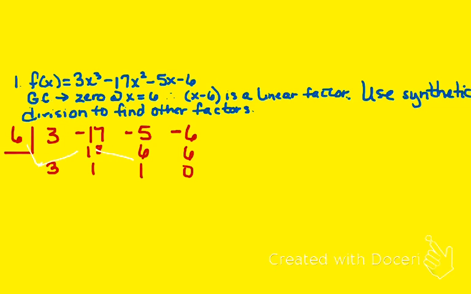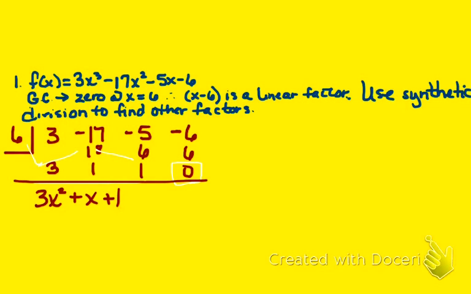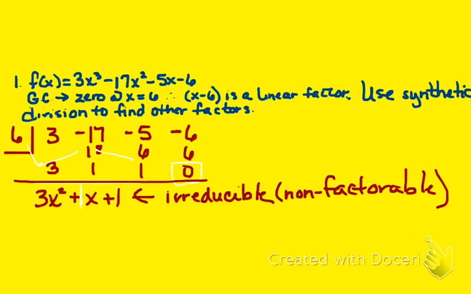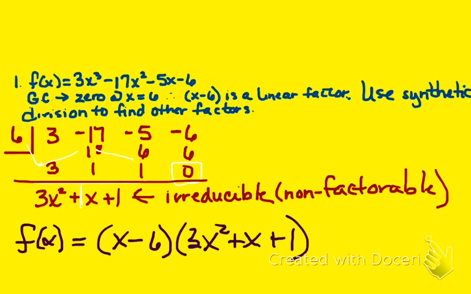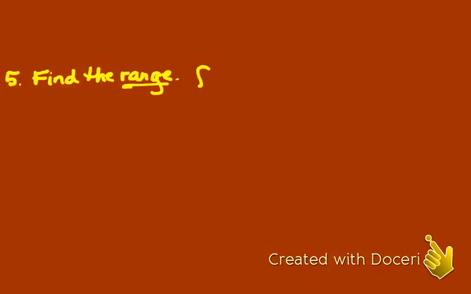And so as a result, we end up with a 0 as a remainder, which confirms that 6 is a factor, but then we have to remember what to do with that 3, 1, 1. We're going to throw the variables back into the equation, and that gives us the quadratic. Now we're going to take a look at it to see if it can be factored. Upon inspection, it's irreducible, which means it's non-factorable. And now we're finished. All we have to do is write it as a function and leave it just as factors. Let's move on to the next question, which is question number 5.